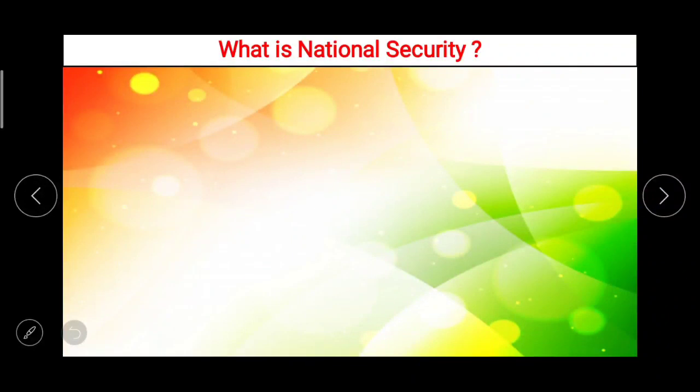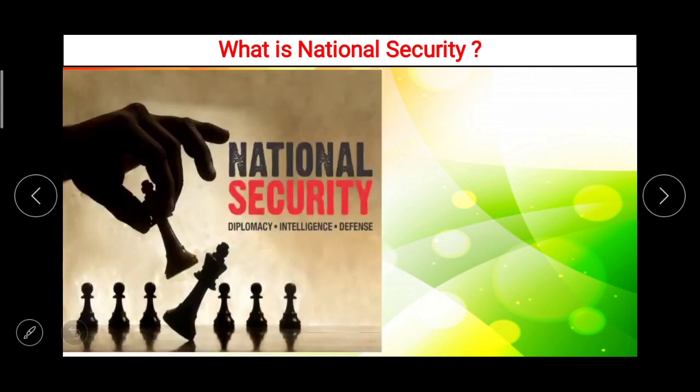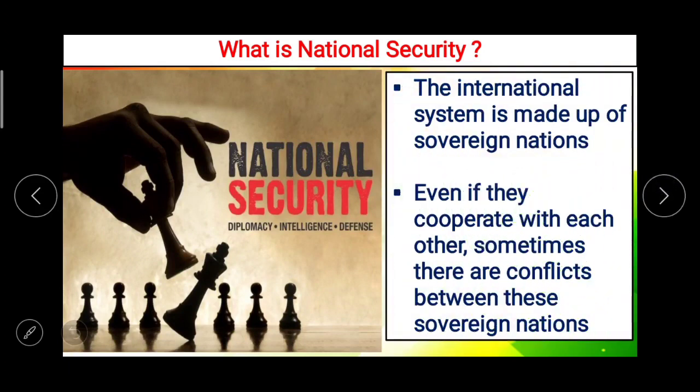So, points which we are going to cover in this topic are: what is national security, ways to safeguard national security, India's security system, paramilitary forces, challenges to India's security, human security, and the last one, challenges to human security. Now, the first point, what is national security? Here now, we have to understand the concept of national security.